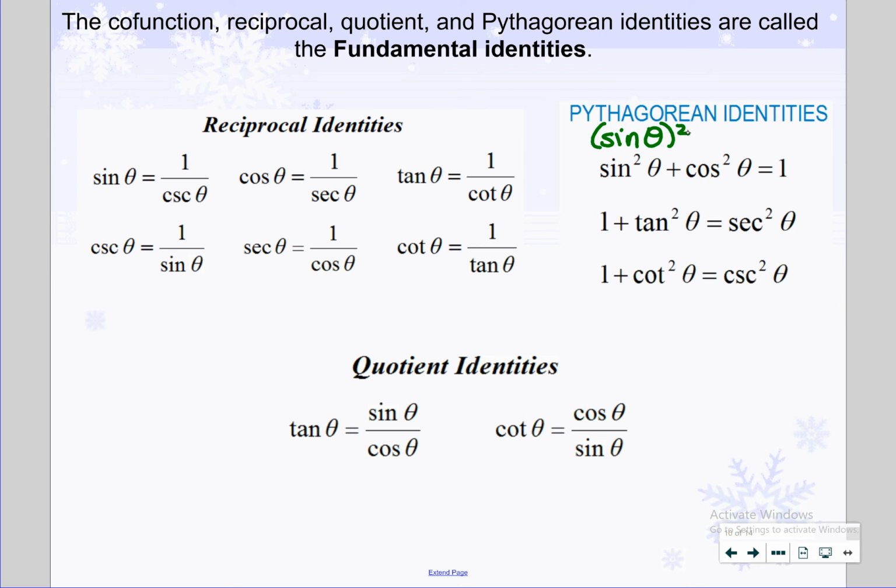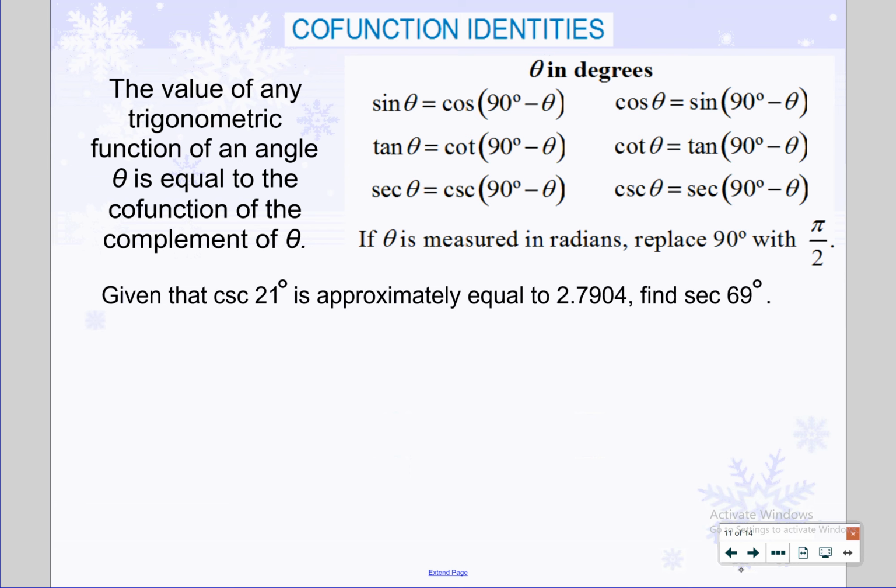Okay, once we have sine squared plus cosine squared equals 1, we can take those, and we'll prove these other guys later, and get 1 plus tangent squared is equal to secant squared, 1 plus cotangent squared is equal to cosecant squared. Those are called Pythagorean identities, all the ones that are squared. Quotient identities are the ones where we divide one over another. And then on the next slide, this is the last group that we talk about in chapter 5.